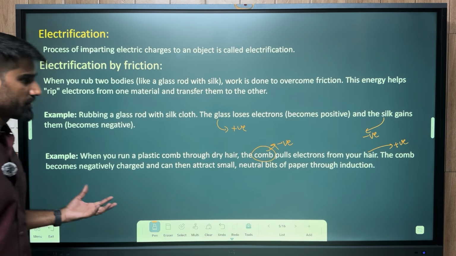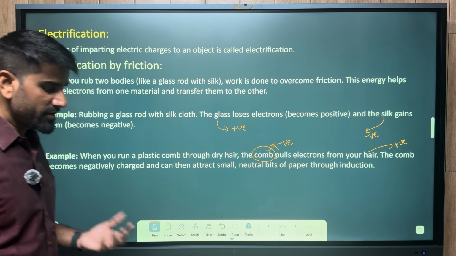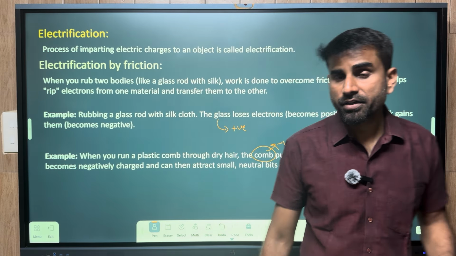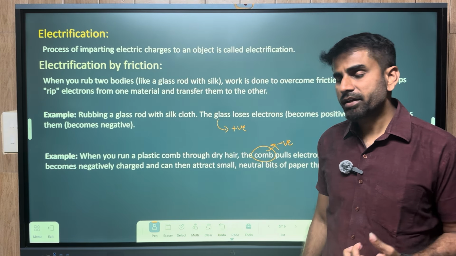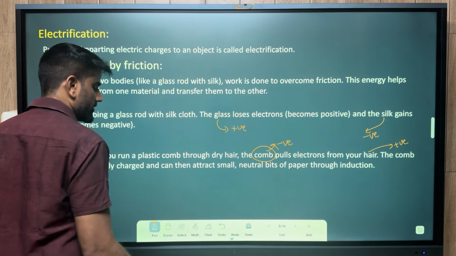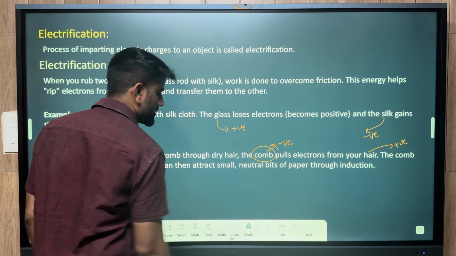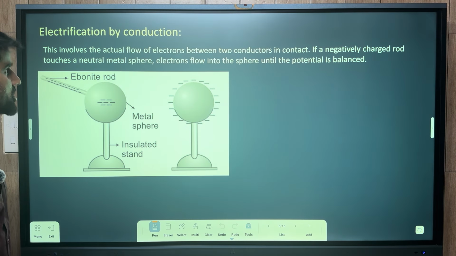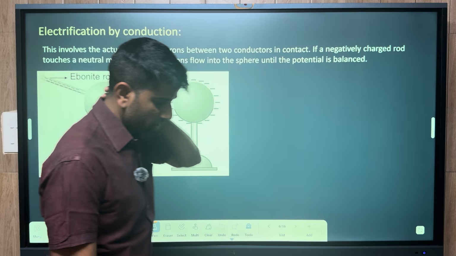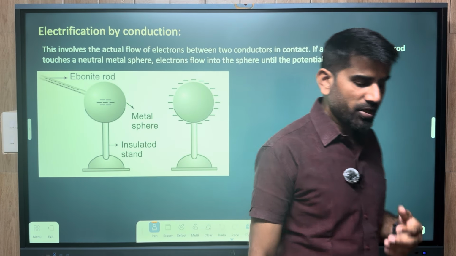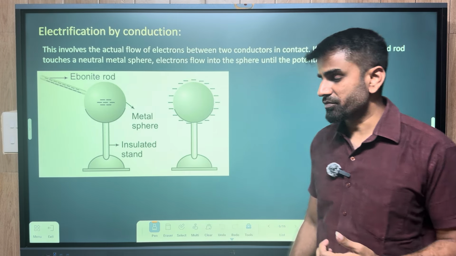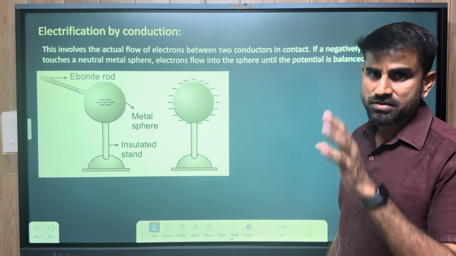So these are some of the examples, and this is the basic process that we are learning from our childhood, right? Electrification by friction. Now let's learn the next electrification method, which is very important, electrification by conduction. This we have already discussed. I may not mention the name, but the process we have already discussed.